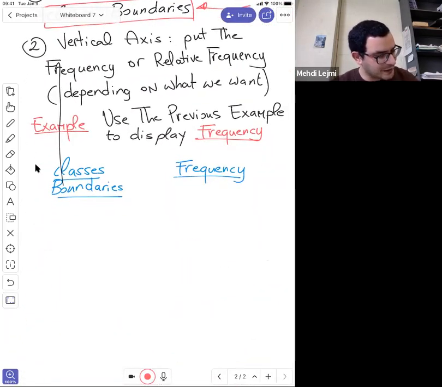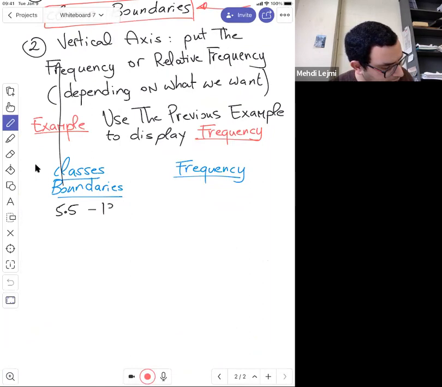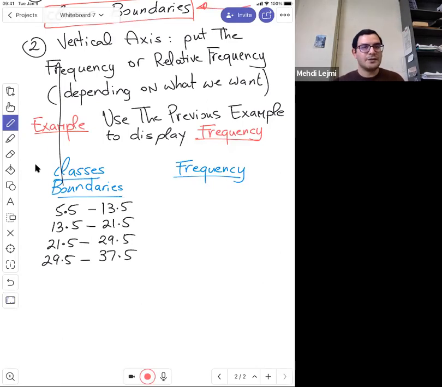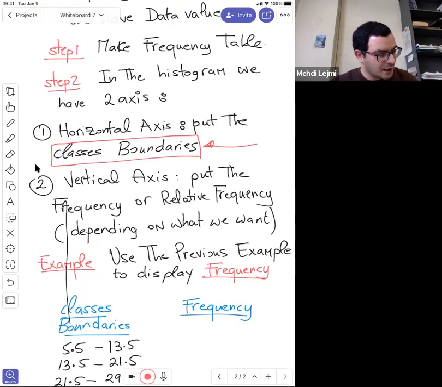In the previous example, the class boundaries are 5.5 to 13.5 for the first class. The second class is 13.5 to 21.5, the third class is 21.5 to 29.5, and the fourth class is from 29.5 to 37.5. I didn't do anything here, guys, these are just the numbers from the previous example. So that's my class boundaries, and then the frequencies.